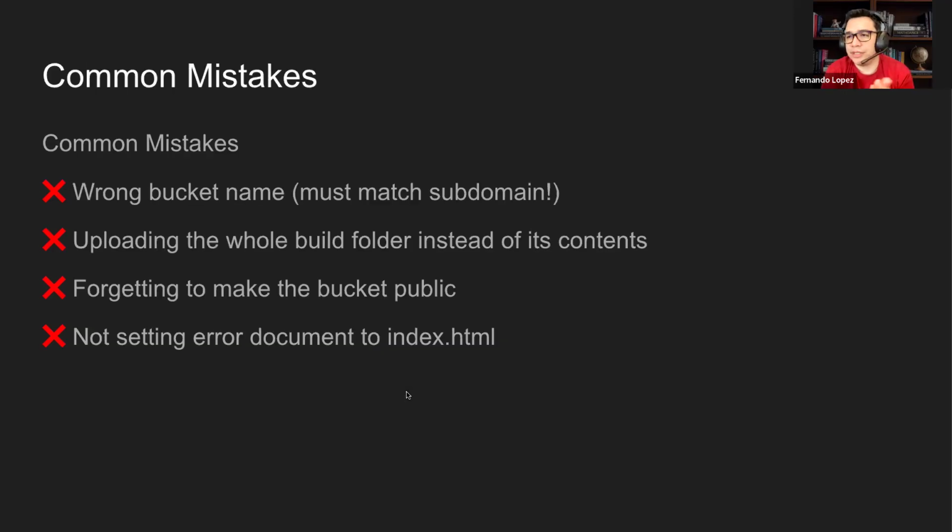Now, some common mistakes here. So we can continue to the next topic. Some common mistakes are the name of the bucket. We need to make a match between the subdomain and the name of the bucket. So this is very important, guys. Another is uploading the file folder instead of uploading the content inside of the distribution folder. It's a common mistake too. Forgetting to make the bucket public, and not setting the error document to index HTML. Without this configuration, we are not going to be able to handle the routes in our S3 website.